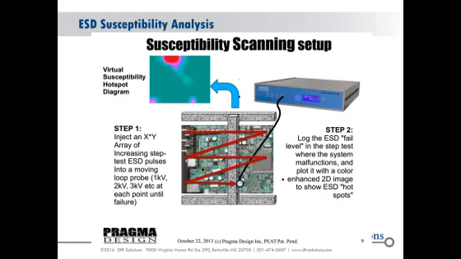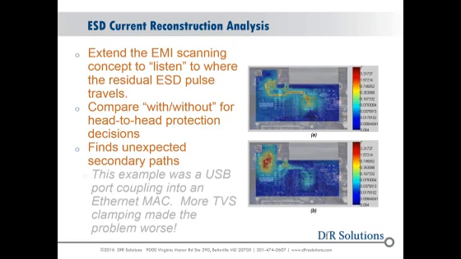And then on the next page, we go back to current reconstruction. Again, this is actually the same plot we showed, but with two different populations of the board, where the top plot has no TVS device on the left side there, and you can see a large residual current pulse during the strike going into the ASIC. And on the bottom, where we have a TVS device on this USB port, the top left, that is clamping a lot of current to ground during the pulse, and you get a much smaller residual pulse going into the device.